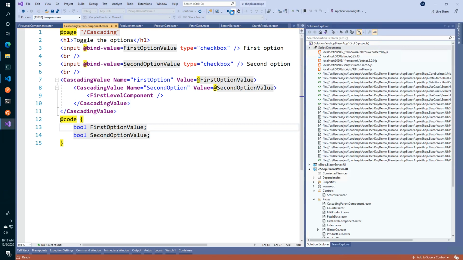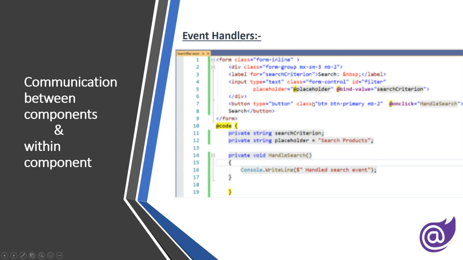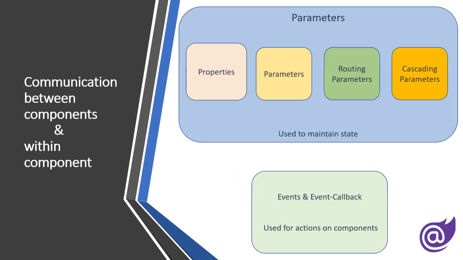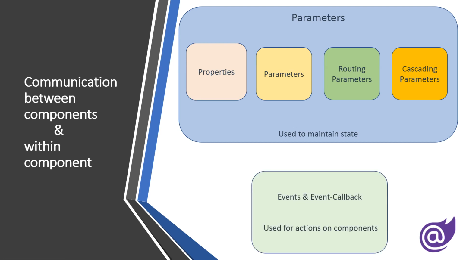This is one thing, the cascading value. That is also one of the good features. Now, how communication will work between two components. These are the states. We saw how to maintain the state within the component, between the components, and calling the components through a page. These are the list of parameters to maintain the state, to maintain the data, and to pass the data to the component. Now for actions: a click event or some event happened in the child component.